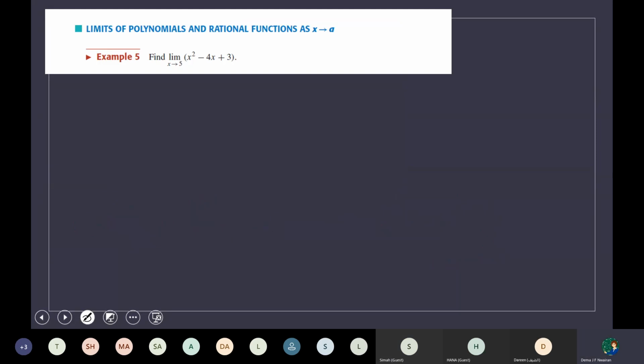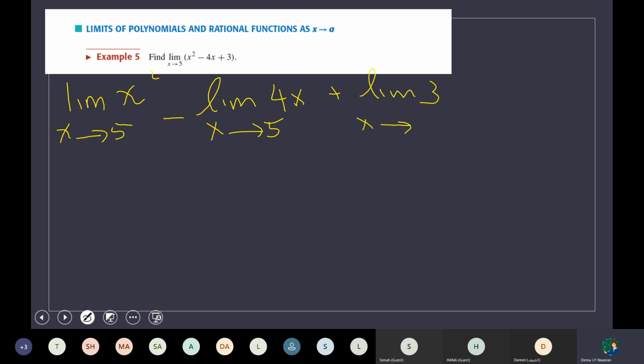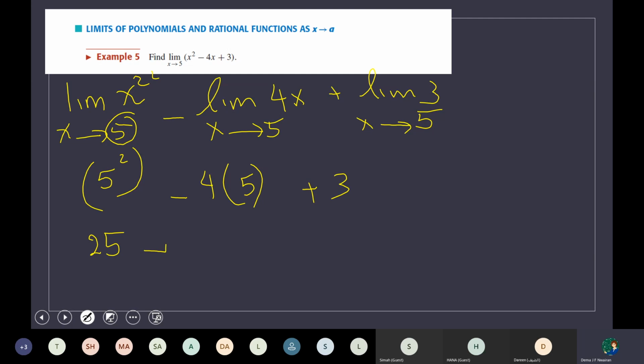here now we want to deal with the limits of polynomials and rational functions. Let's start with the polynomial. If you want to do it the longest way, you have to say that its limit x squared minus limit 4x when x approaches 5, plus limit 3 when x approaches 5. Then you evaluate: 5 squared minus 4 times 5 plus 3. Then 25 minus 20 plus 3, which is 8. This is the longest way.